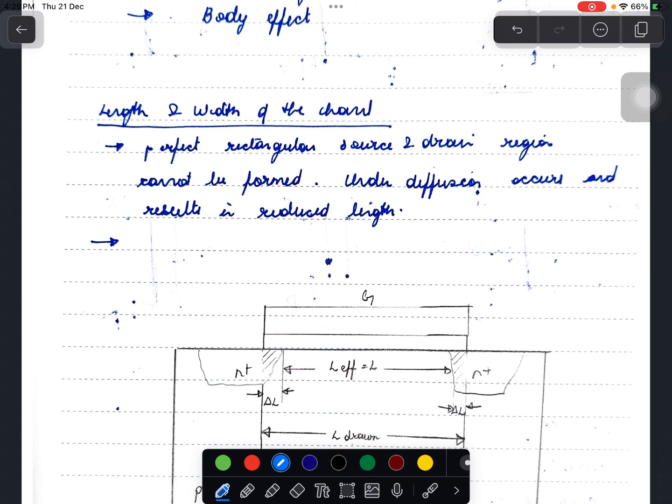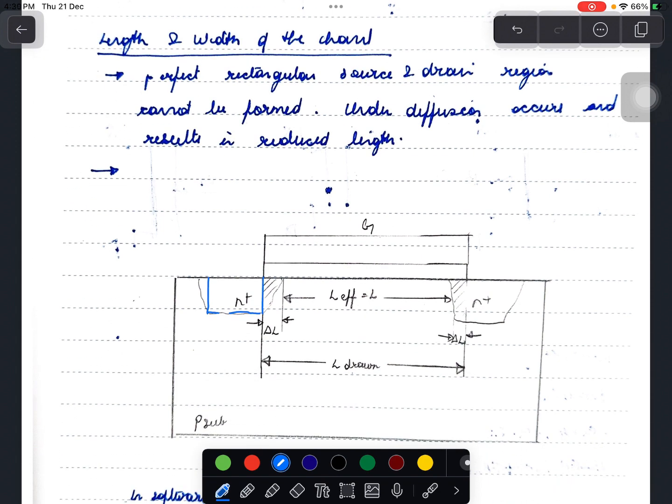Due to limitation in the technology, we cannot form perfect rectangular source and drain regions. That is, the source and drain regions cannot be a perfect rectangle. It cannot be like this. There will be under diffusion, so there will be some part of drain and source regions which are under the gate.